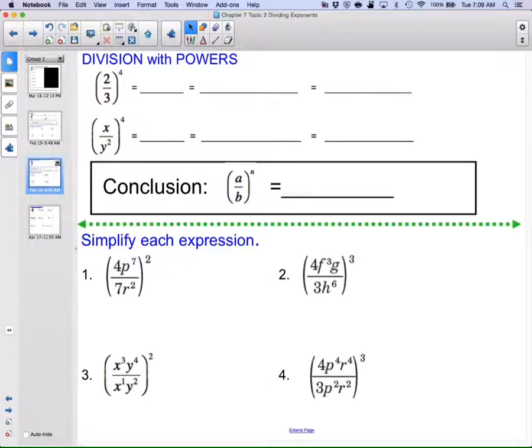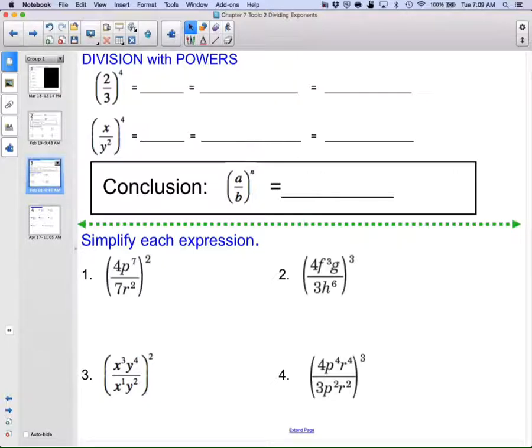Okay, so this is kind of the other part of the division section. We're dividing with powers so that we have a fraction inside and a power outside. We're still using some similar rules when we're dealing with powers to powers like in the last videos. So let's take a look first though, come up with a pattern.